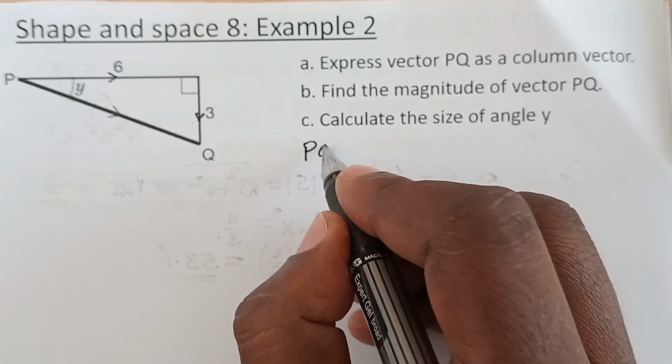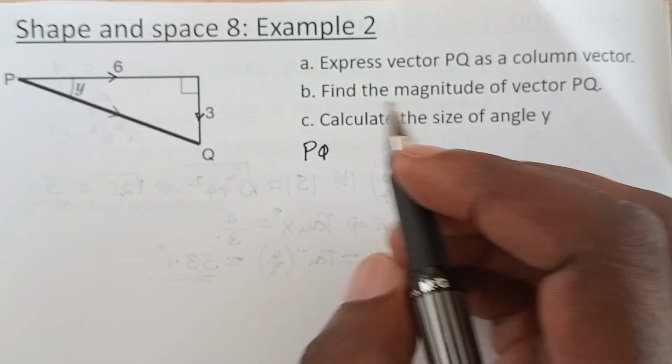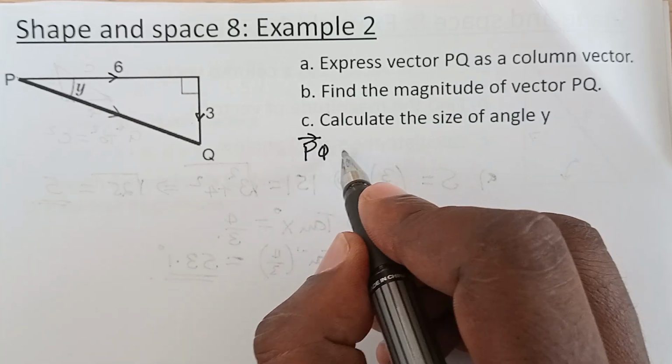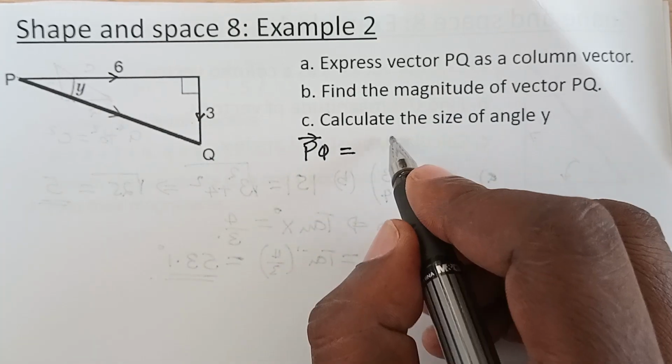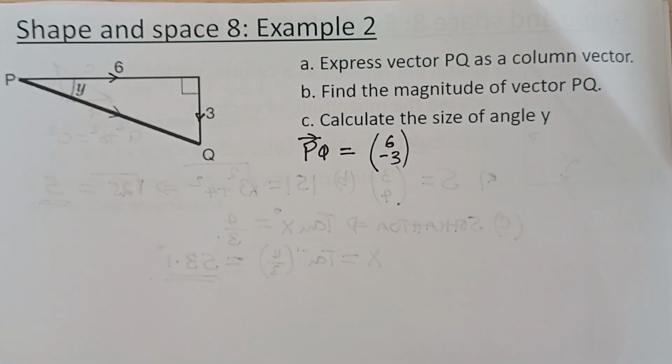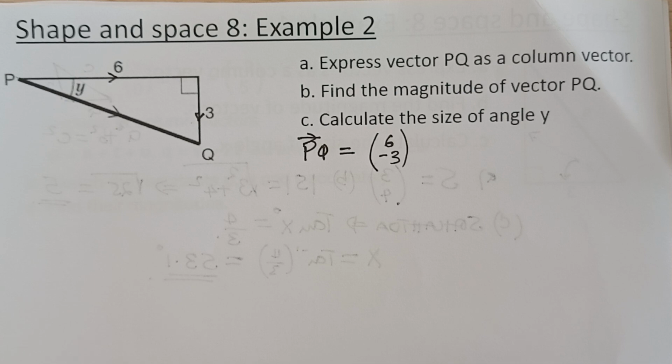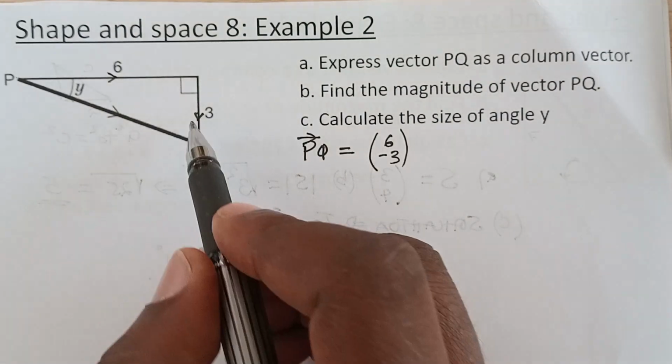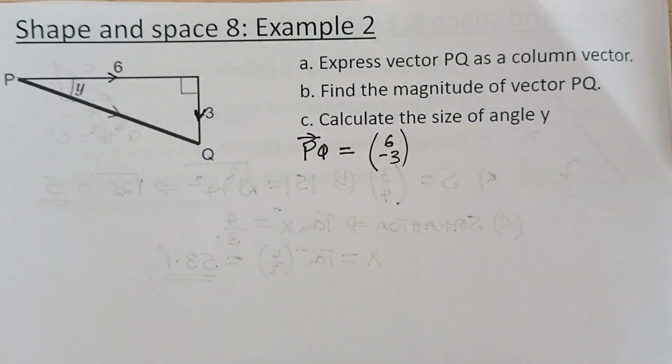So vector PQ is (6, -3) as a column vector: 6 steps along the x-axis and -3 steps along the y-axis. The negative here is used to signify that we are going down. We are not going up, we are going down, as the arrow is showing.